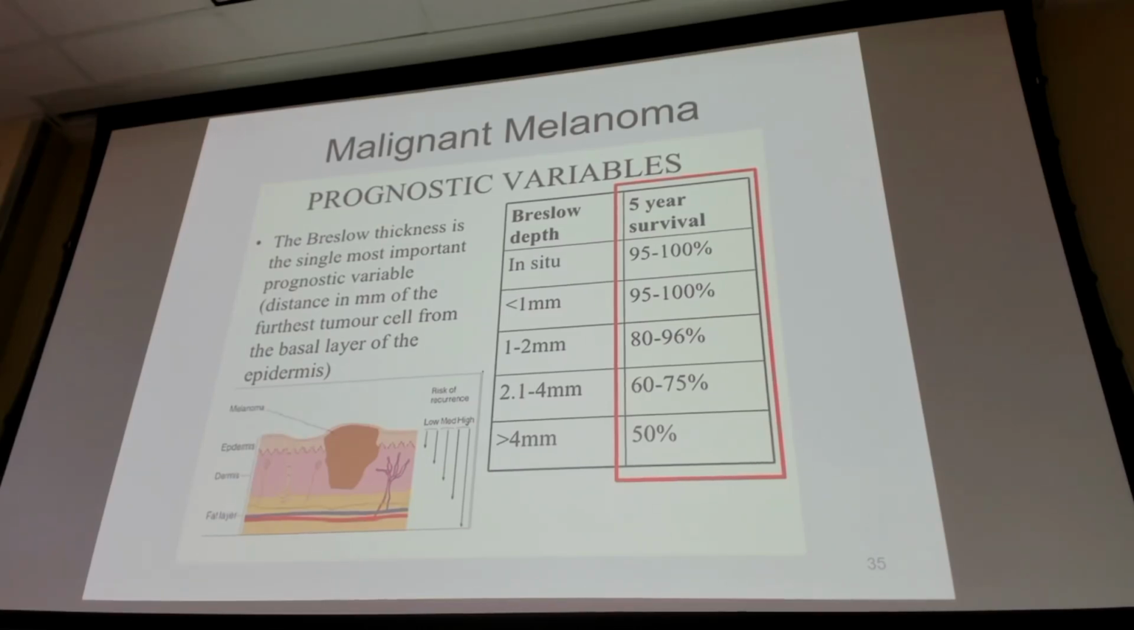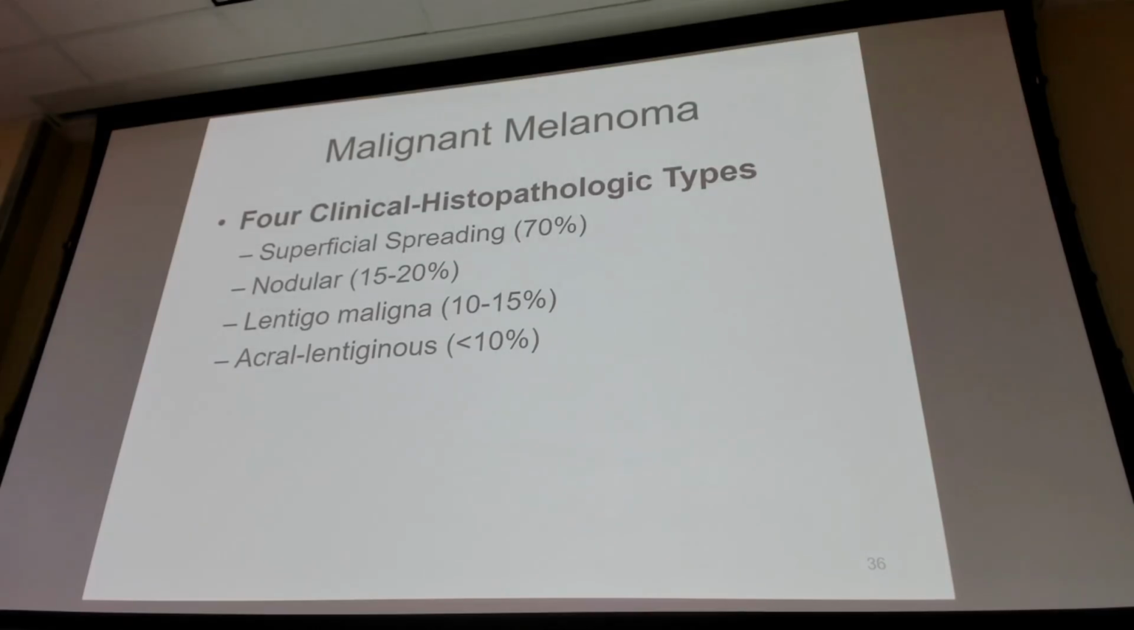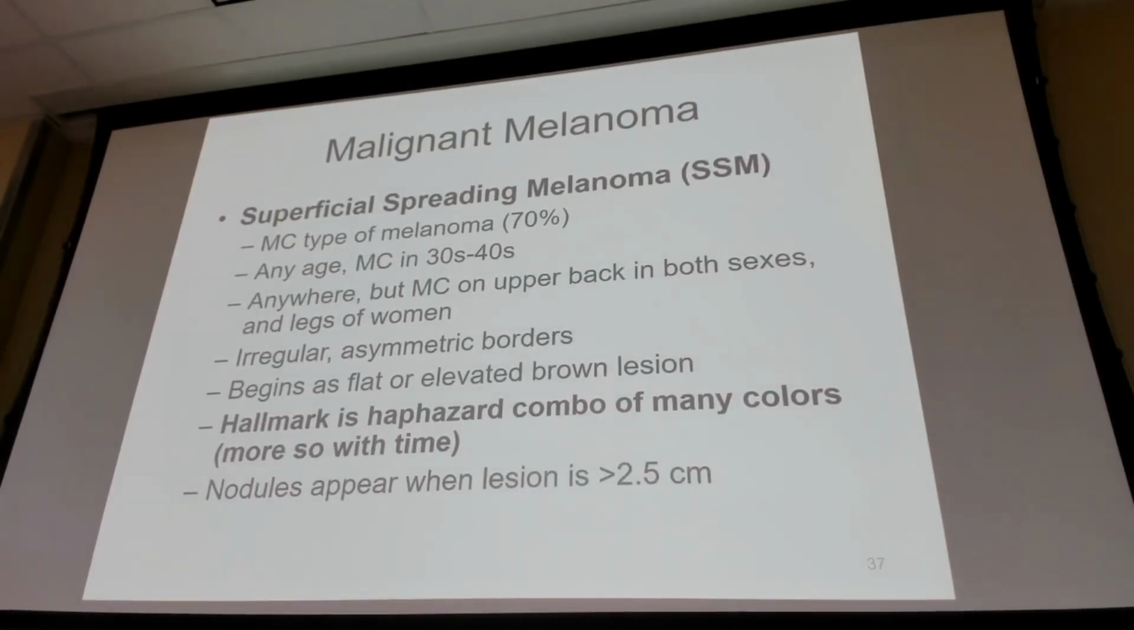Now we'll break it down into the 4 types that are out there. Superficial spreading, most common, as you can see, at 70%. Nodular, lentigo maligna, and acral lentiginous. So these are the 4. Again, they'll have specific key components. So, superficial spreading melanoma, SSM, most common type of melanoma, because we're seeing that in 70%.